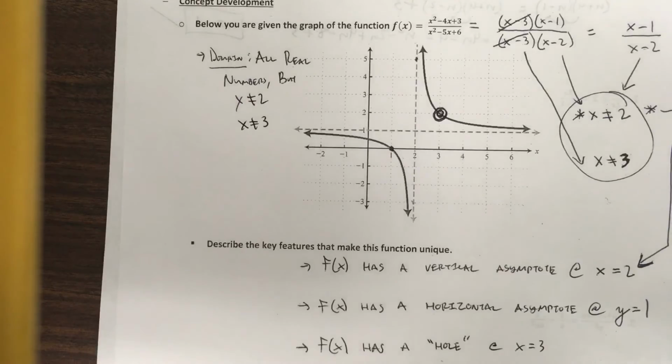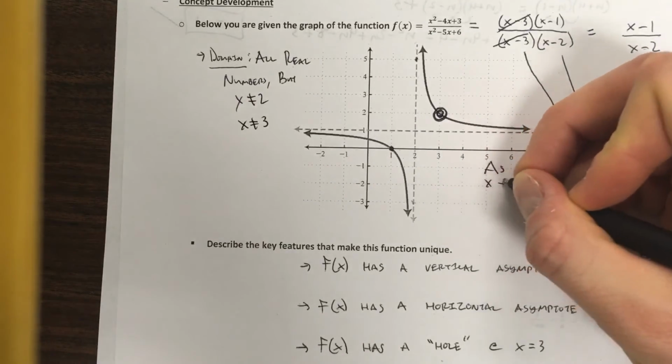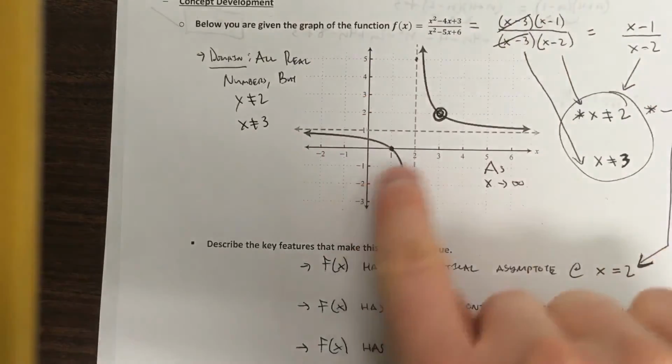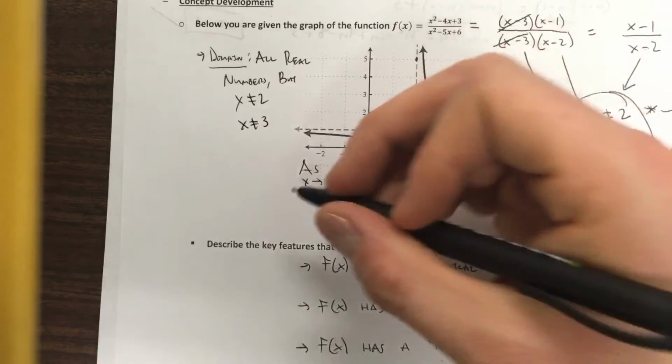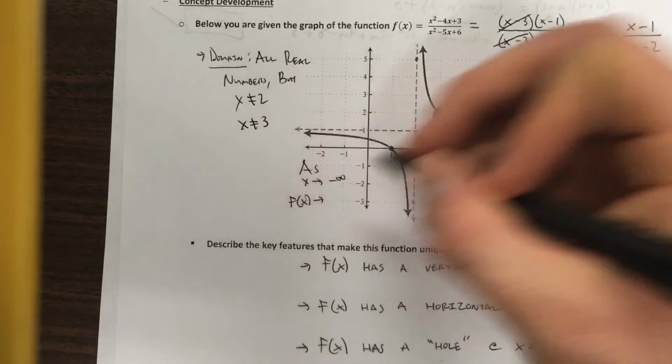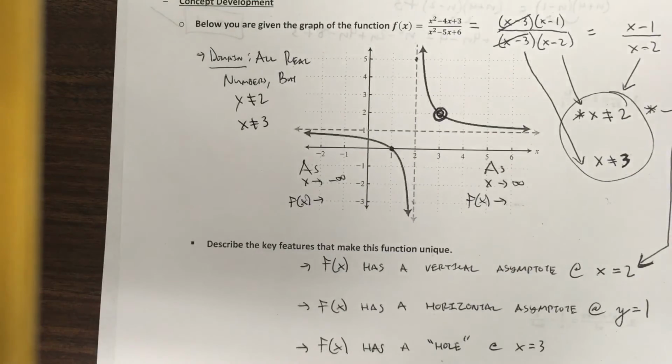Also, I probably wouldn't ask for this, but it's good to recognize. If we wanted to talk about end behavior, as x goes to infinity, as x goes to negative infinity, we could do that. I'm going to say f of x approaches. We can talk about end behavior now.